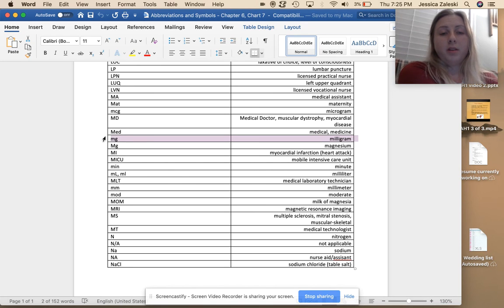mg, so this is milligram. Milligram is a unit of measurement. There's 1,000 milligrams in a gram. Okay, so you might be familiar with this if you were born and raised in the Eastern Hemisphere, where they don't necessarily use ounces and pounds and whatnot.